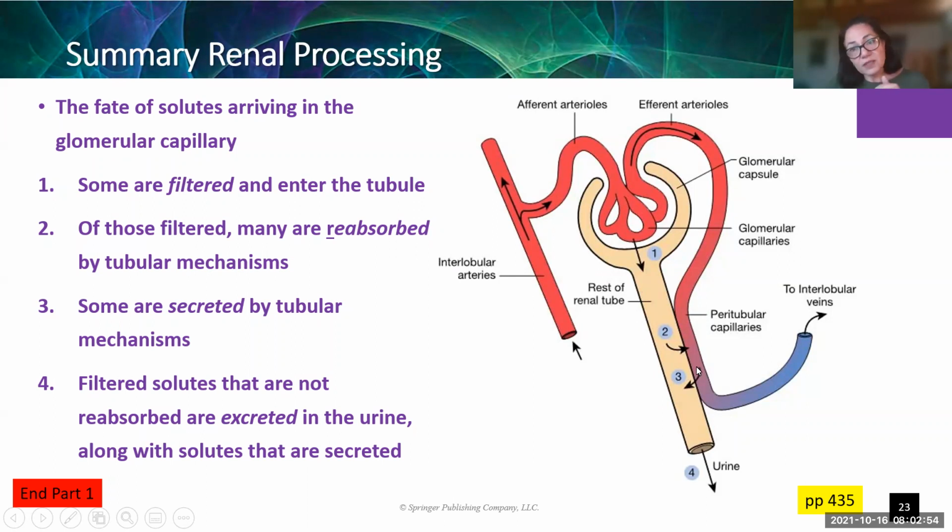And then there are some waste products that we weren't able to get out during the filtration step, and we have to get them out in this other way. But this costs energy. It's less energy intensive to just dump it out than to have transport proteins and have to pay for every single thing that we're going to take out. So that's secreted. And then finally, the stuff that is not reabsorbed, that stays here in the filtrate, that's the stuff that gets excreted in the urine. Yay. So that's a wrap up of part 1.